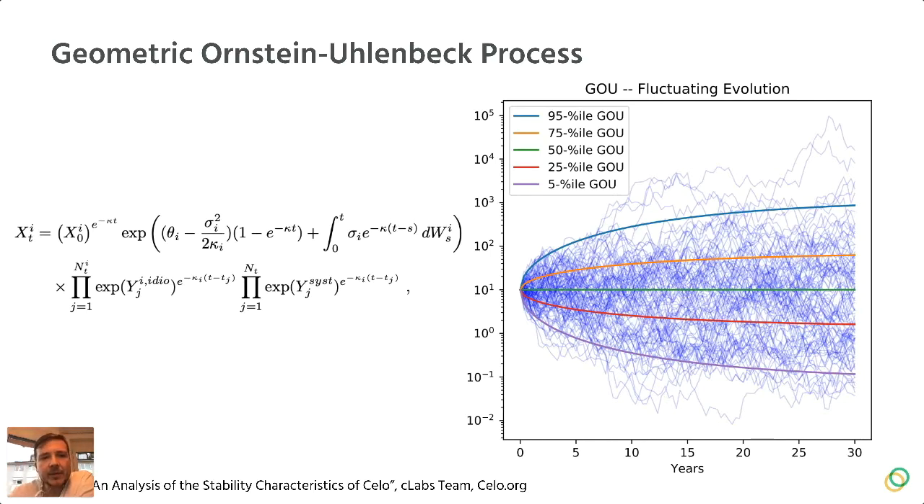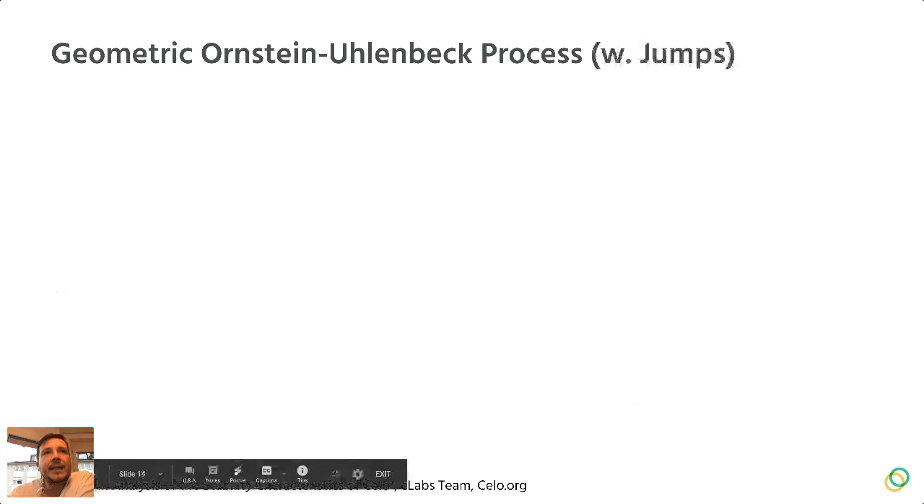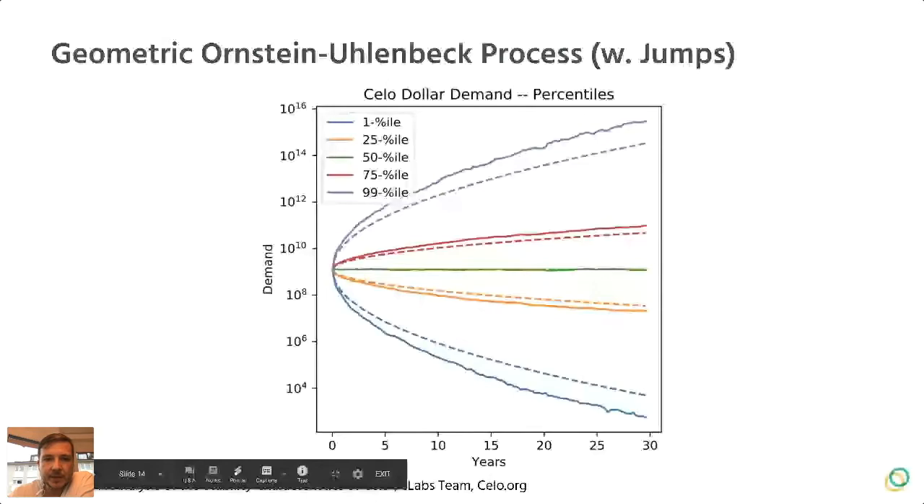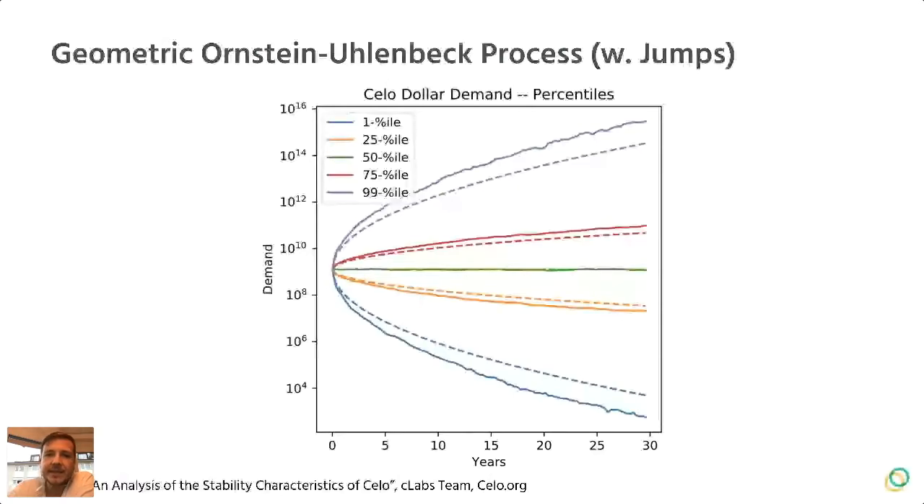And therefore, using this process solves the problem of all the scenarios going to infinity or to zero. And then, as I said, you can also use this Ornstein-Uhlenbeck process with jumps to acknowledge the heavy tails that are typically observed in price distributions of cryptocurrencies. When we worked on the stability analysis of Celo, we used a geometric Ornstein-Uhlenbeck process where we also included a jump process. We have additional jumps in there.